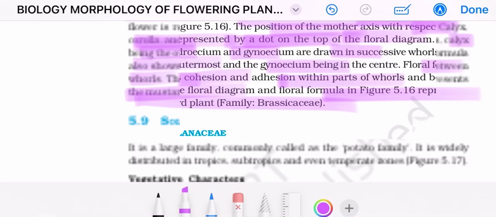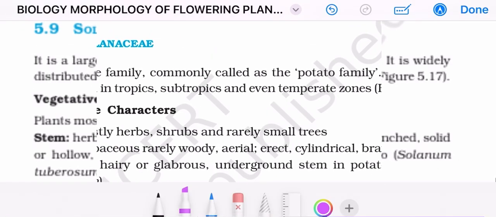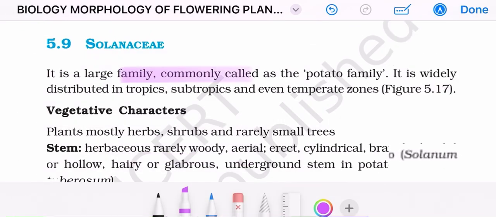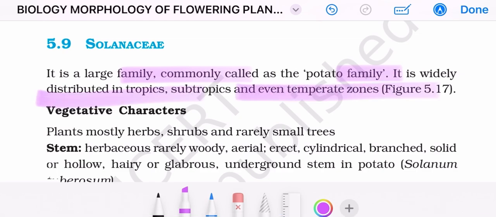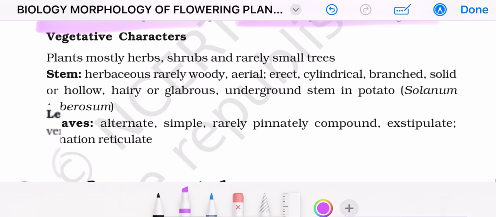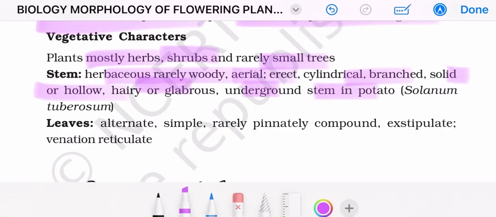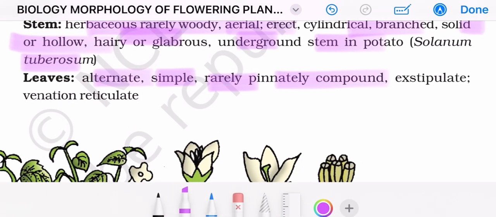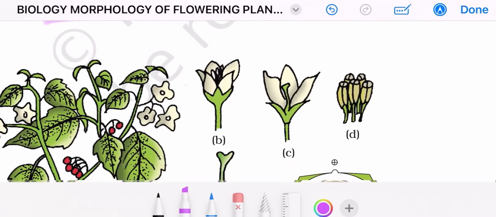Brassicaceae, mustard plant. Now, Solanaceae family. It is a large family commonly called the potato family. It is widely distributed in tropics and subtropics. Vegetative characters: plants mostly herbs, shrubs, and rarely small trees. Stem herbaceous, rarely woody, aerial, erect, cylindrical, branched, solid or hollow, hairy or glabrous; underground stem in potato, Solanum tuberosum. Leaves alternate, simple, rarely pinnately compound, exstipulate, venation reticulate.